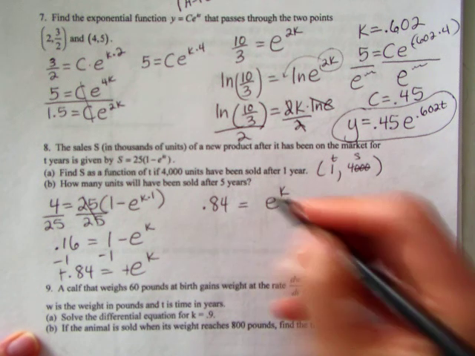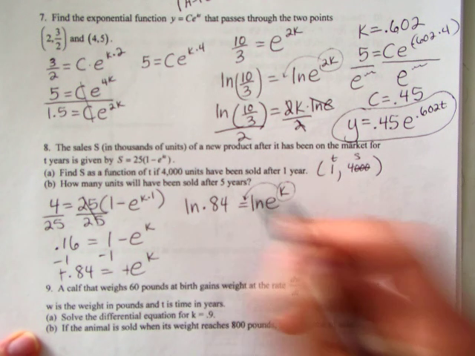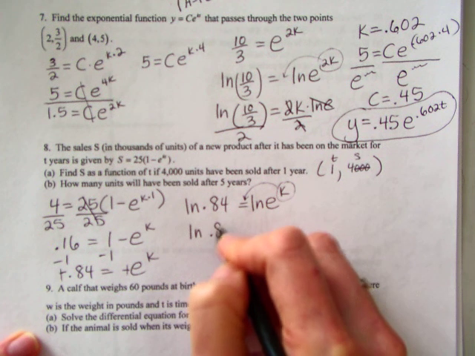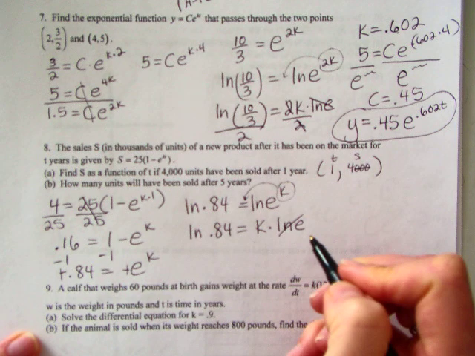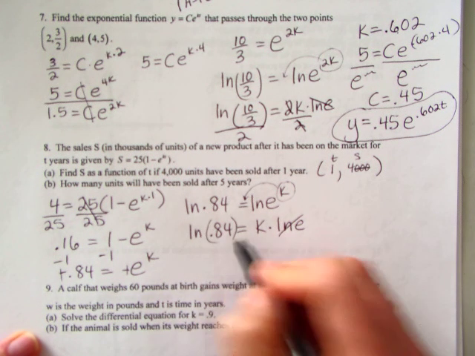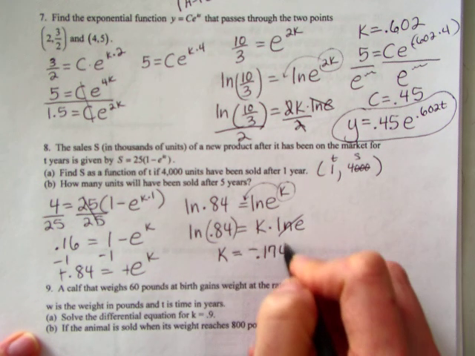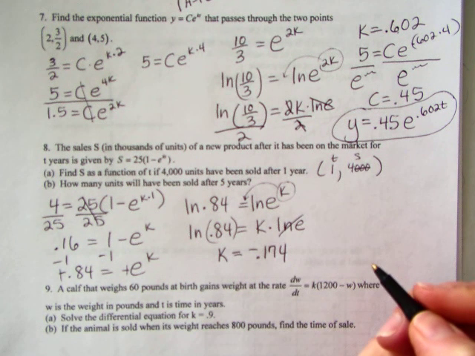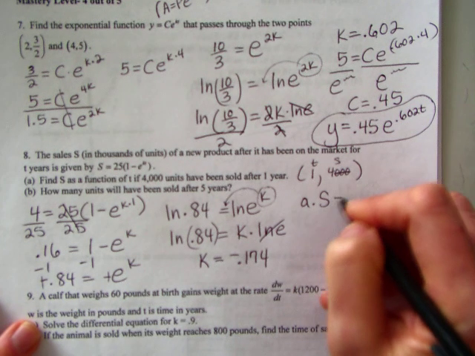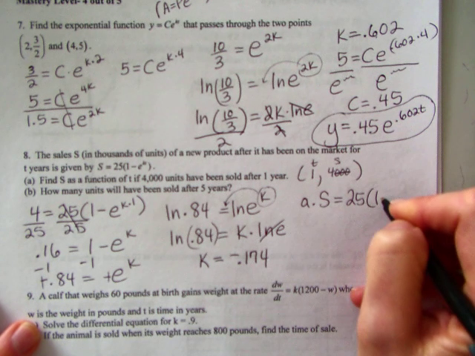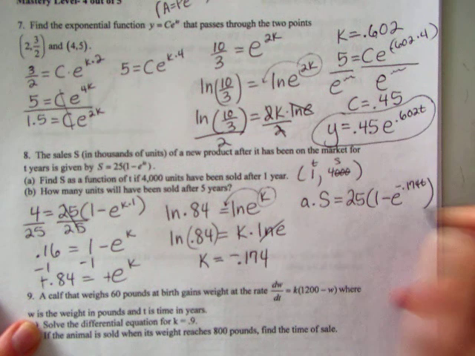Again, there we've got a base e and an exponent, so we'll take the natural log of both sides. This k can jump down in front. Natural log of e is just 1. So k is the natural log of 0.84, or about negative 0.174. So the final answer for A is S equals 25 times 1 minus e to the negative 0.174 T power.